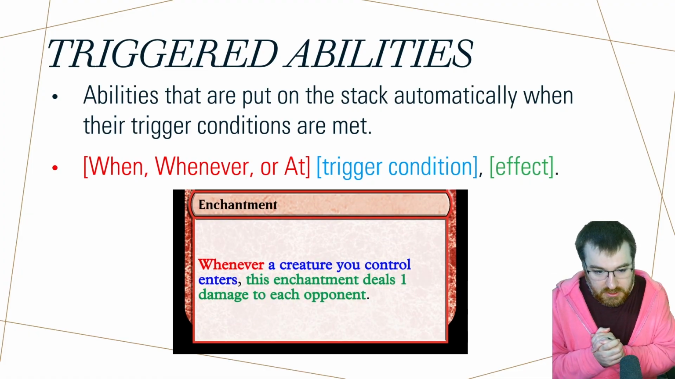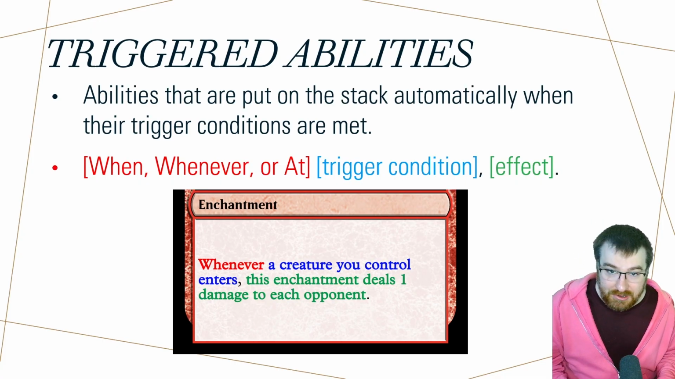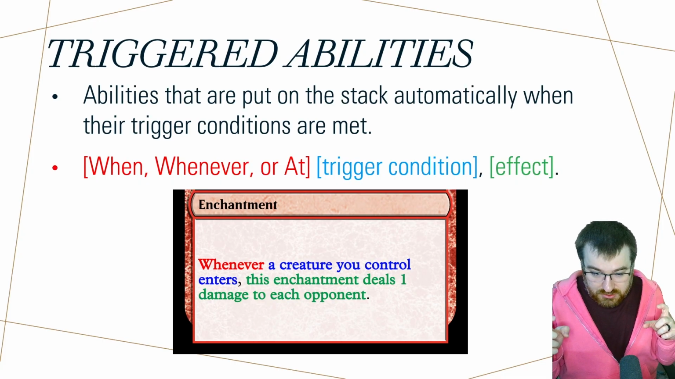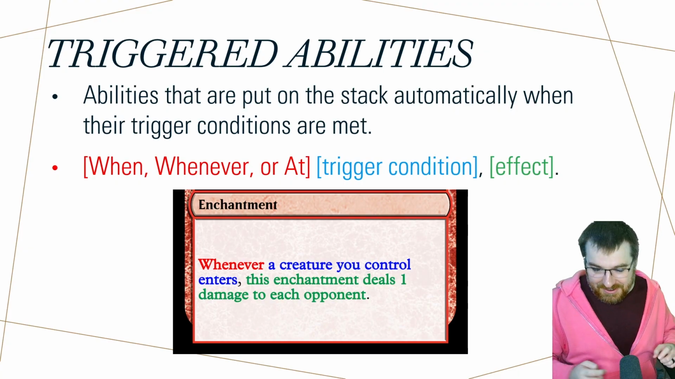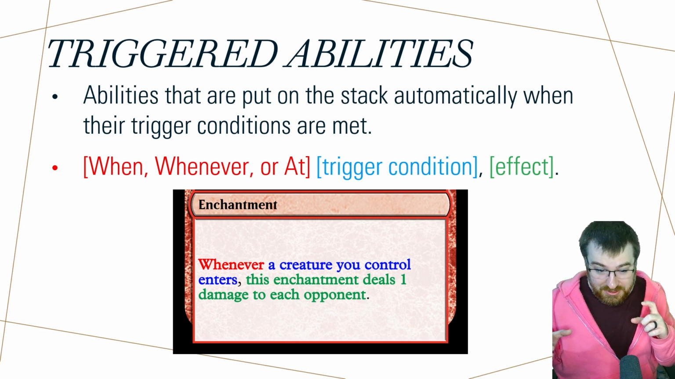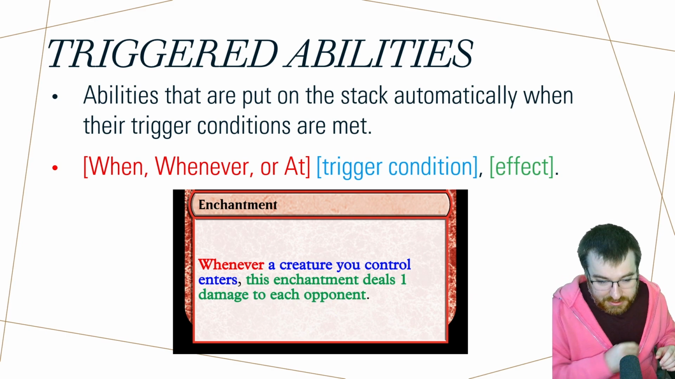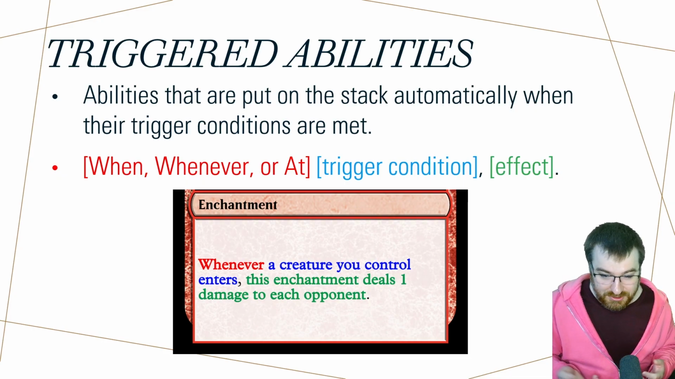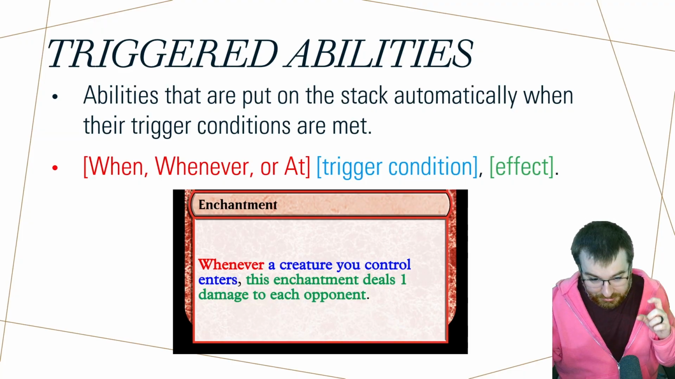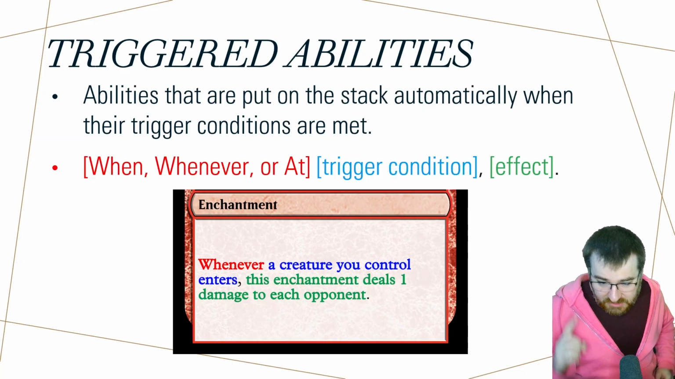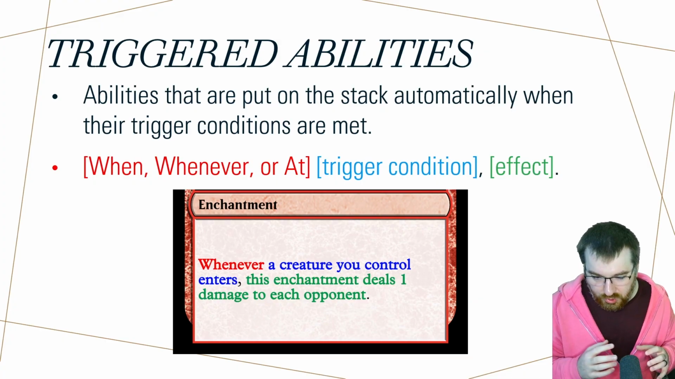Let's look at an example. So here, you have whenever, and then its trigger condition: a creature enters under your control. A creature you control enters. The new wording is still tripping me up. And then it has that section there: this enchantment deals 1 damage to each opponent. Bonus points if you know what card this is. It's a pretty well-known card, but you can see that structure, right? Whenever, trigger condition, effect.